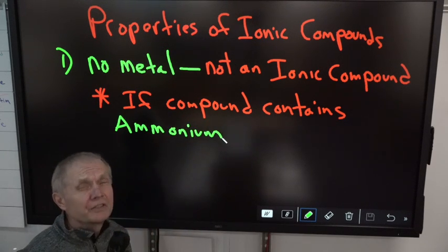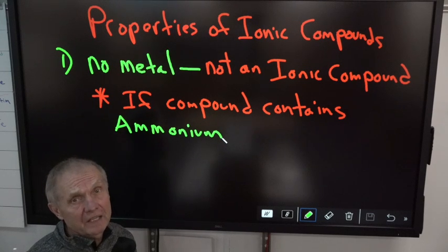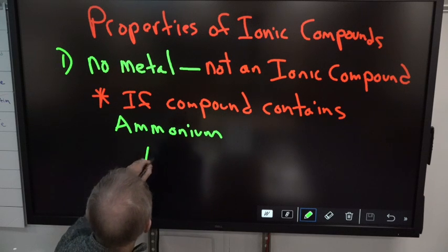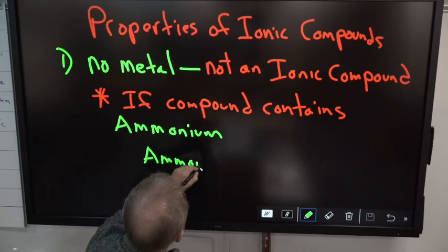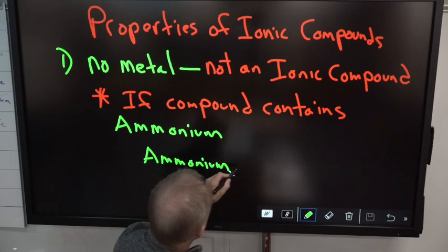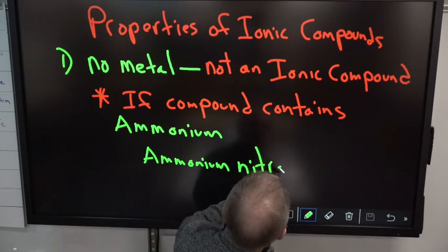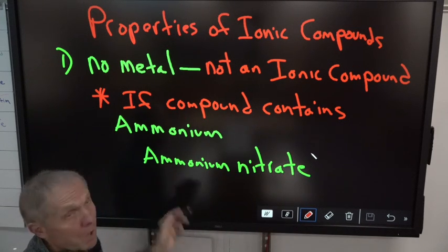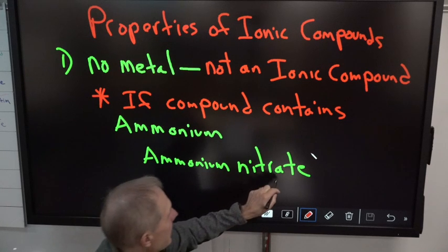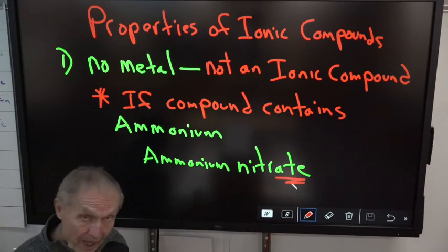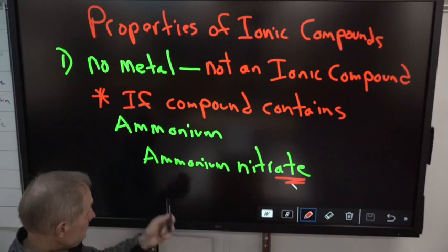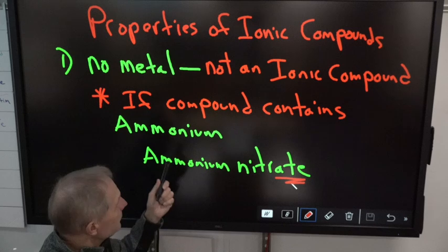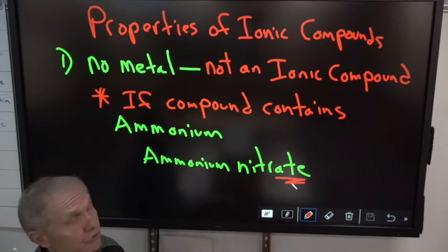If the compound contains ammonium, it's considered an ionic compound. So let's do ammonium nitrate. Now remember, ammonium is a polyatomic ion. And look, this ends in -ate, so that must be a polyatomic ion too. So ammonium nitrate is an ionic compound even though there's no metal in front. So let's put this together.